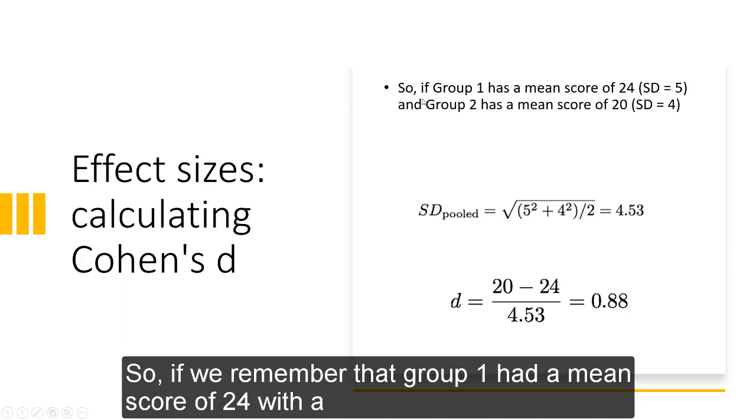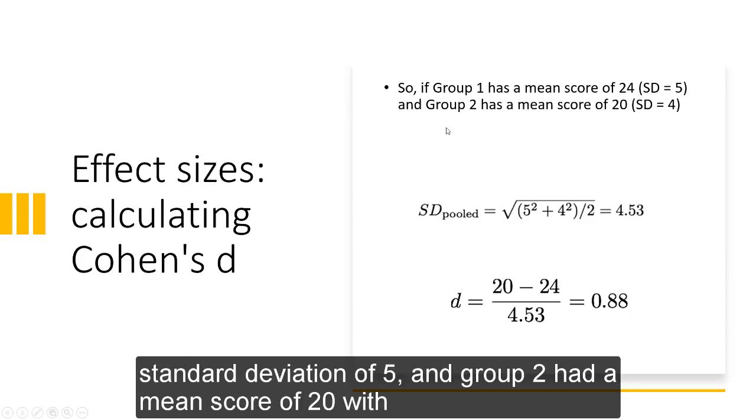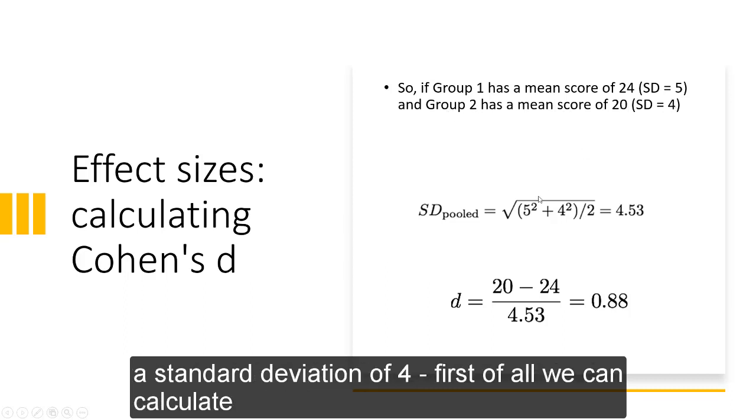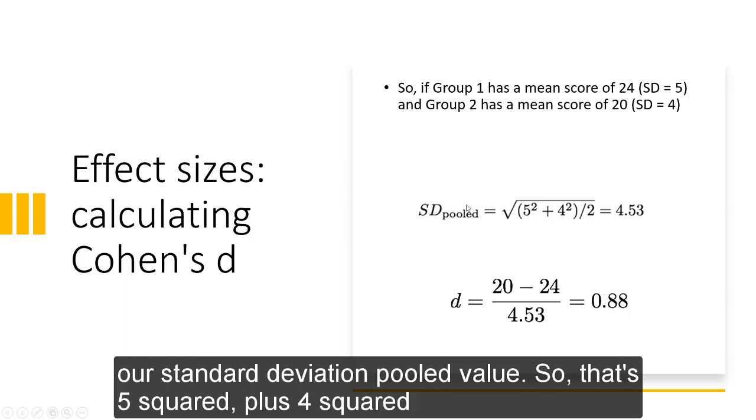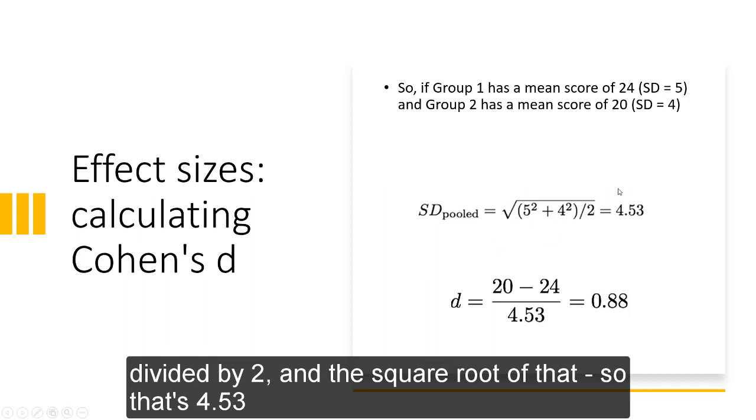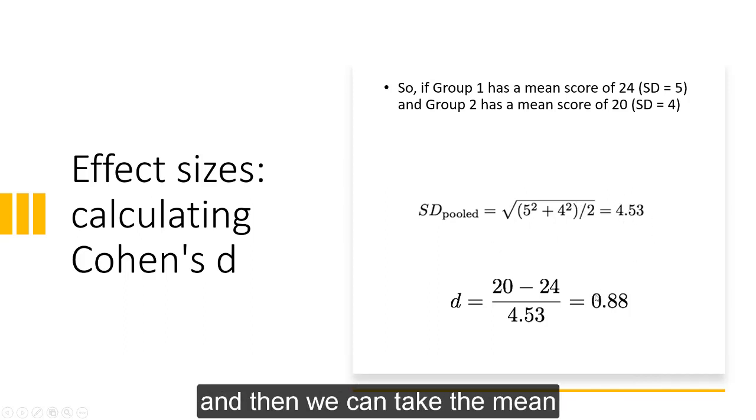If we remember that group 1 had a mean score of 24 with a standard deviation of 5, and group 2 had a mean score of 20 with a standard deviation of 4, we can first of all calculate our standard deviation pooled value. So that's 5 squared plus 4 squared, divided by 2, and the square root of that. So that's 4.53.